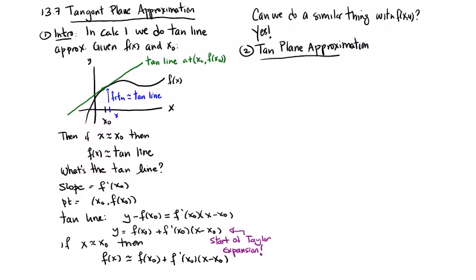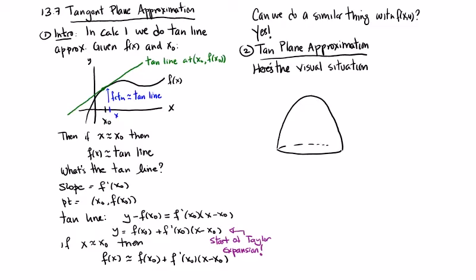What I'll do is draw a picture which will hopefully look like a three-dimensional version of the picture on the left. So here's the visual situation. Instead of having an f of x, we have an f of x, y, which could be something like a parabola, because it makes for a good picture. So here is our f of x, y. I'm not going to draw an axis for now.